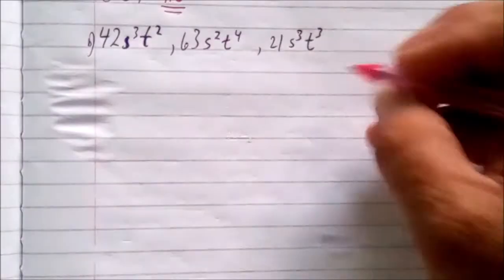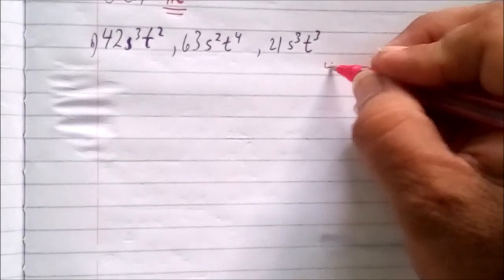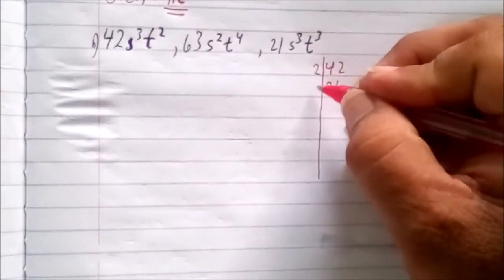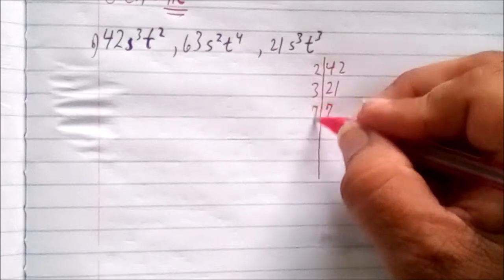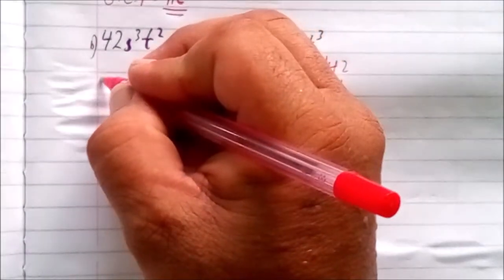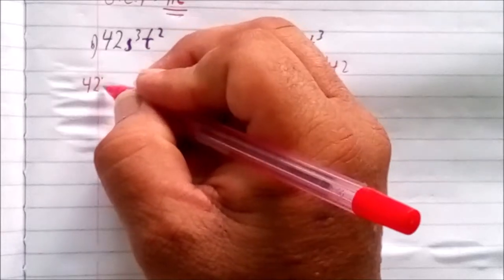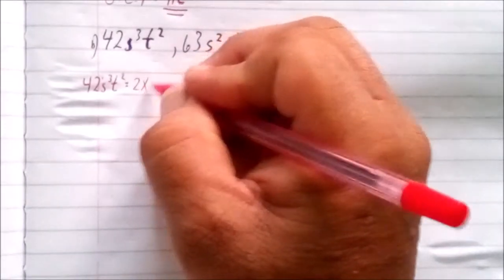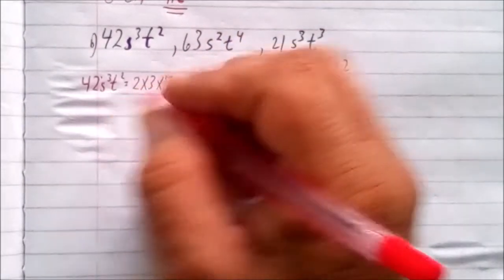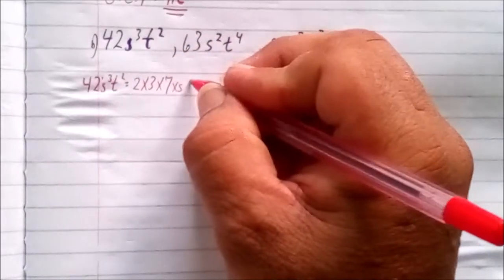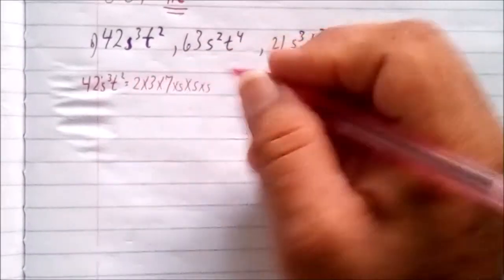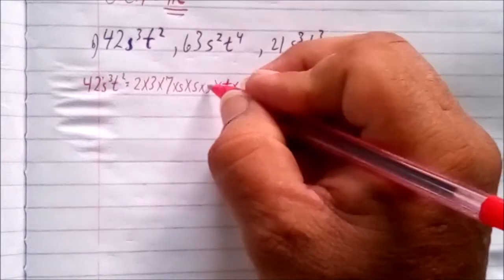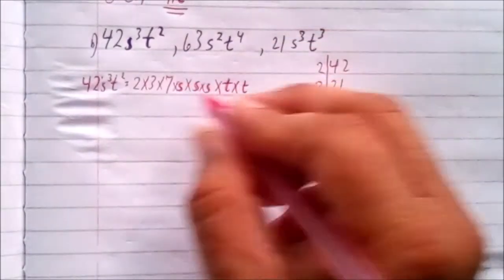When I take 42, okay, I think it will fit here. So let's take 42. I said 2, 21, 3 into 21, that gives us 7, then here's 7, 1. So I can say now that 42 s to the third t squared equals 2 times 3 times 7. There's a single s, there are 3 s's, so we put times s times s times s. How many t's? There are 2 t's, times t times t. Notice what I did. I just expanded the base on the powers that amount of times.